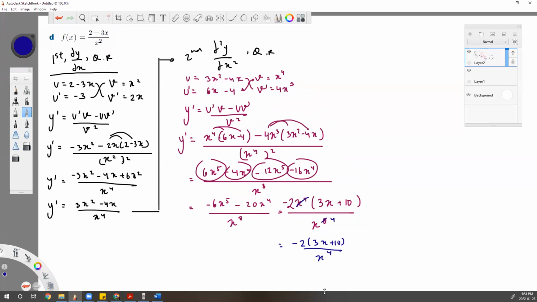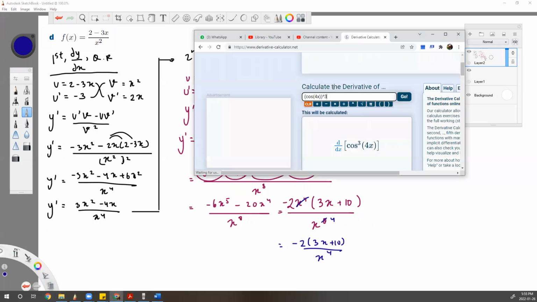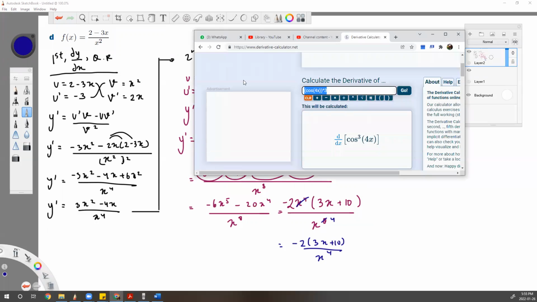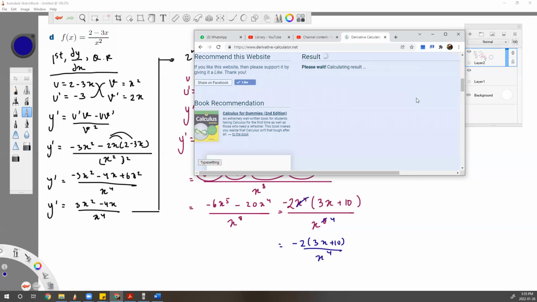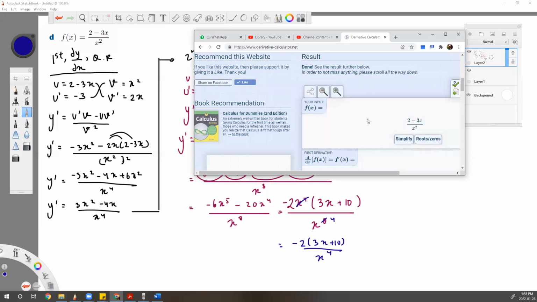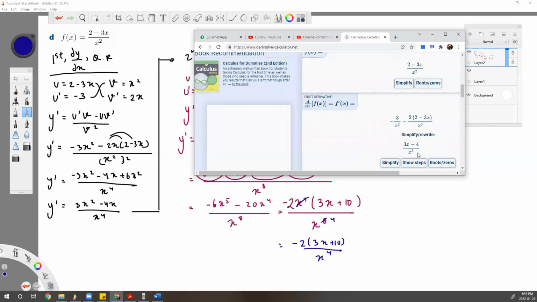That's proof I'm the guy that is also insecure with what I do. So let's try to solve this. First derivative, we have to do it one more time. 2 minus 3x over x squared. Right? There you go. What's wrong? Oh, no. There you go.